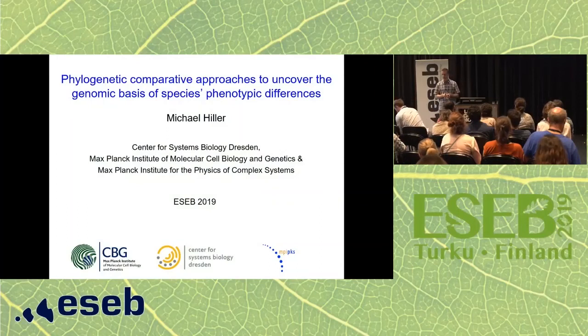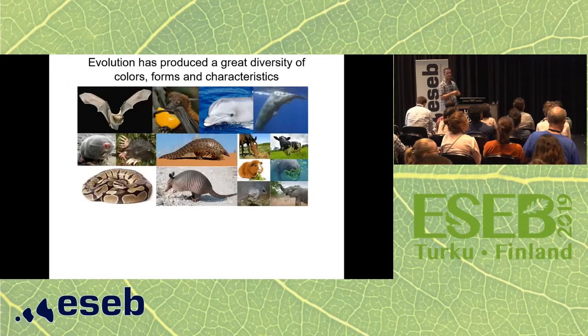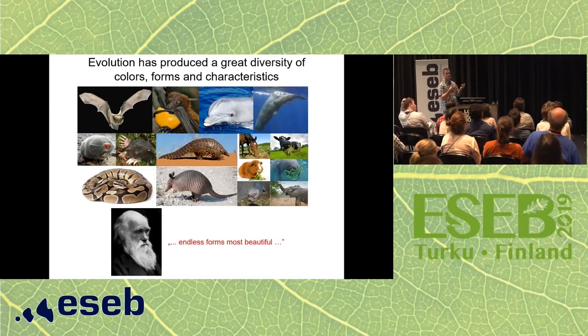For the opportunity to present our work on linking phenotypic differences between species to differences in their genomes. I'm deeply fascinated with this great phenotypic diversity that evolution has produced. We've seen similar slides in this symposium, this conference before. And I think this is what probably Darwin meant when he wrote about endless forms most beautiful.